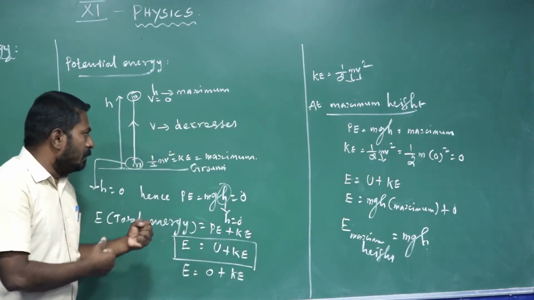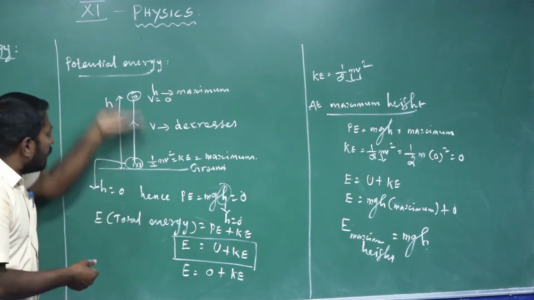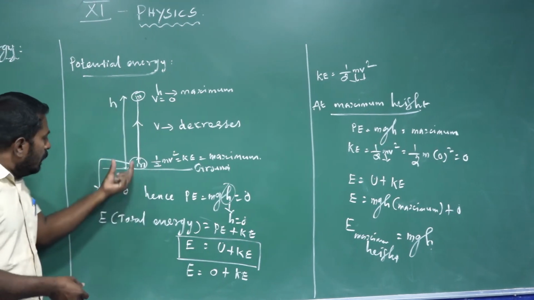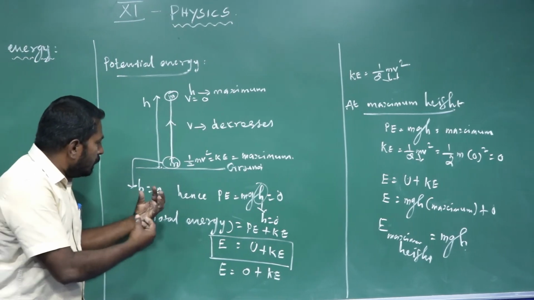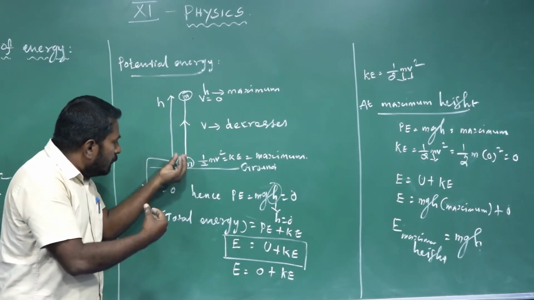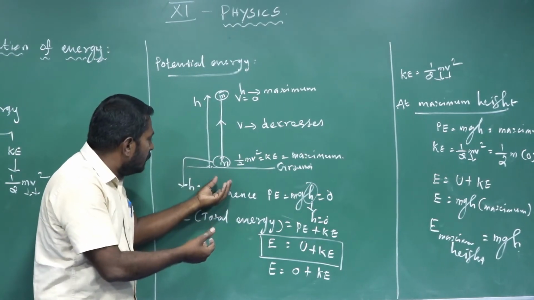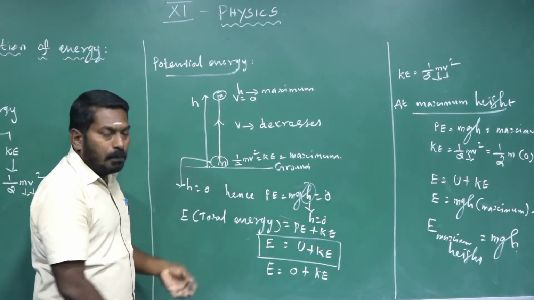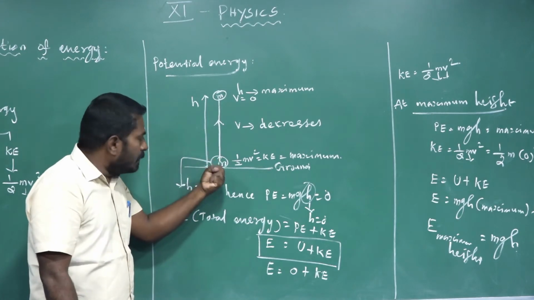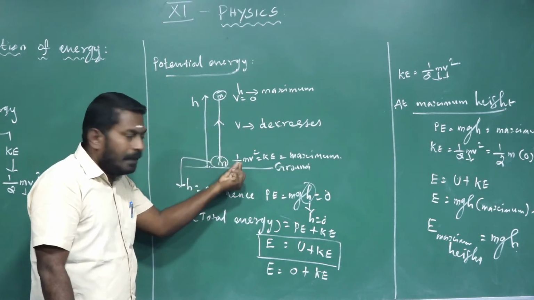So here I am talking about if your body is thrown vertically upward, initially I am imparting energy to that body. That energy is in the form of kinetic energy. I am giving some initial velocity while throwing the body vertically upward. That body gains some energy. That energy is called kinetic energy.